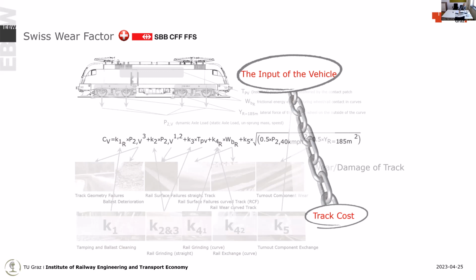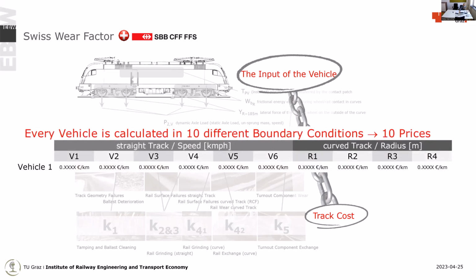If we do that, we see that it is first different for different vehicles. Secondly, it varies with the speed level. And thirdly, it varies with the curve. In Switzerland, we calculated from this formula 10 different prices or charges for one vehicle, differing with speed level and the curve.